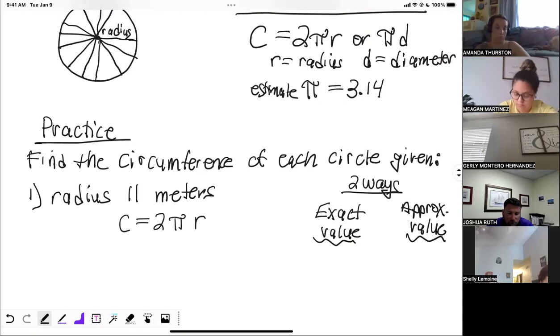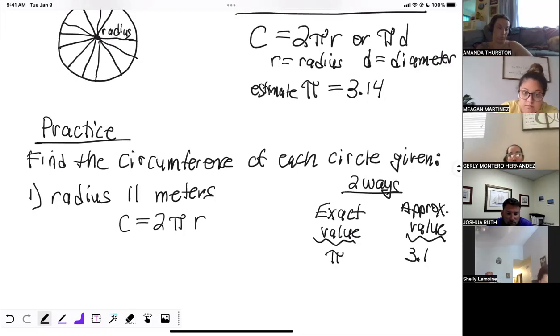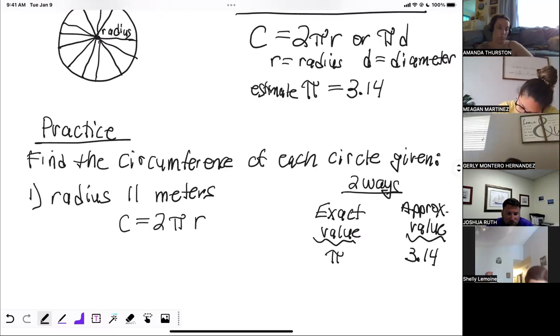But for exact value, we don't use 3.14. We actually use pi. We keep pi in the answer. For approximate value, we're going to use 3.14. So it depends on what they ask you for. Again, we're going to do both so that we practice both, so that whatever they give you, you know what to do.